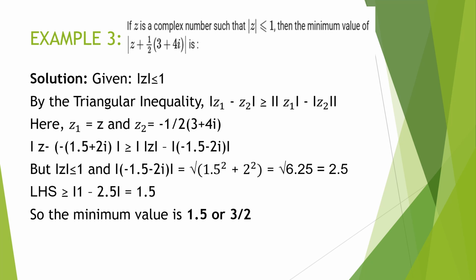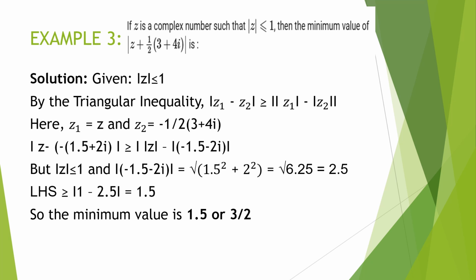Example 3. If z is a complex number such that mod z is less than or equal to 1, then the minimum value of mod of z plus half into 3 plus 4i is what? Now it is given over here mod z is less than or equal to 1. Again, by the triangle inequality, we have mod of z1 minus z2 is greater than or equal to mod of mod z1 minus mod z2. So now over here take z1 as z and z2 as minus half into 3 plus 4i.